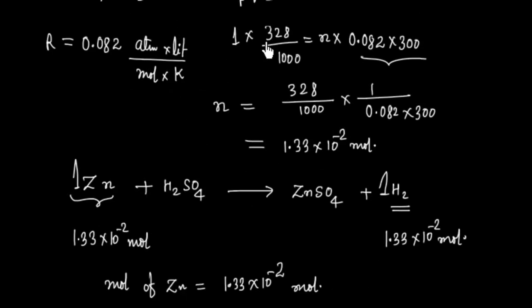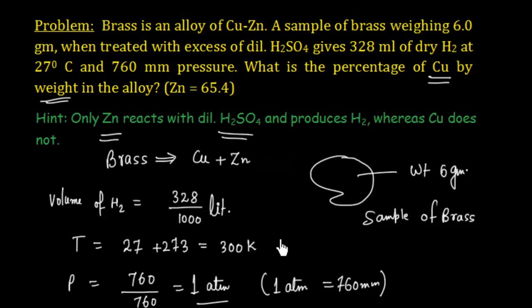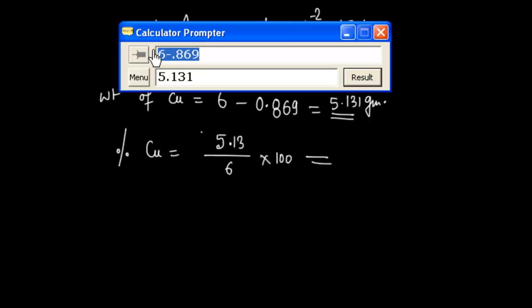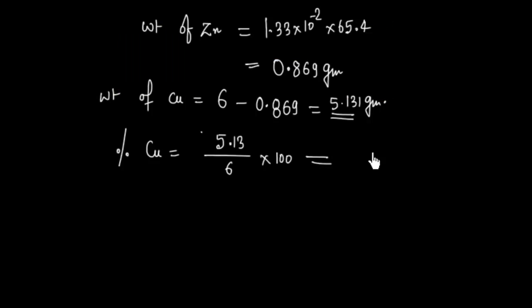So we can calculate percentage of copper. Question says what is the percentage of copper. So percentage of copper is simply weight of copper 5.13 divided by, let us take only up to 3 significant figure, and divided by weight 6 into 100. So what is the value? So 5.13 divided by 6 multiplied by 100. So this comes out to be 85.5%. So around 85.5% of copper we have in this alloy.